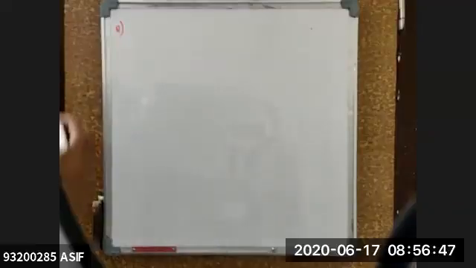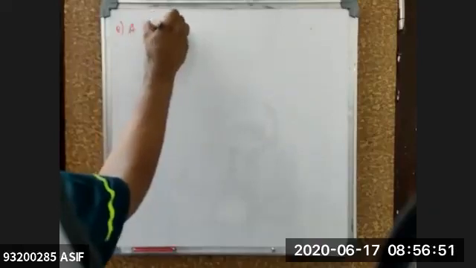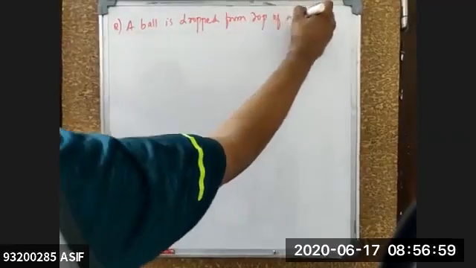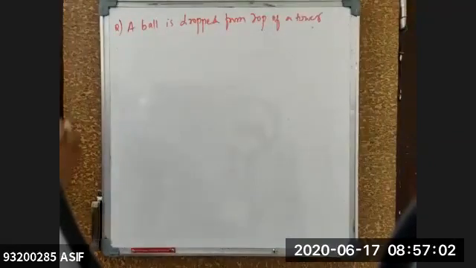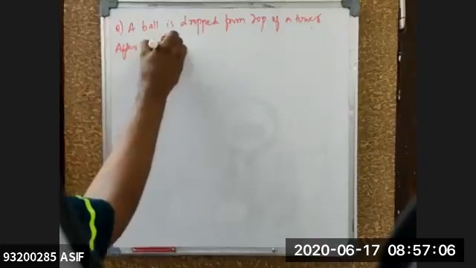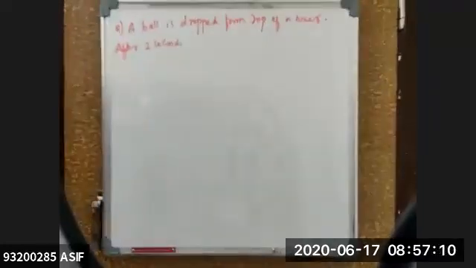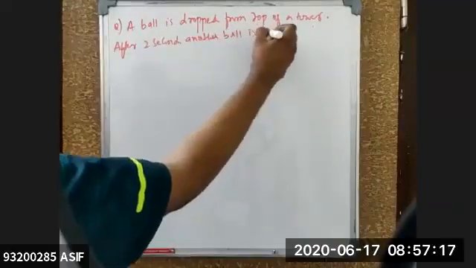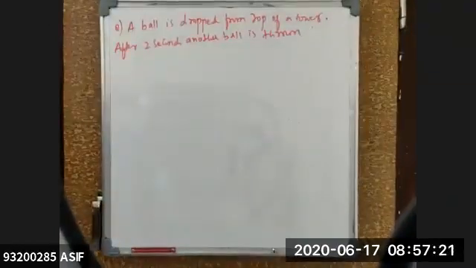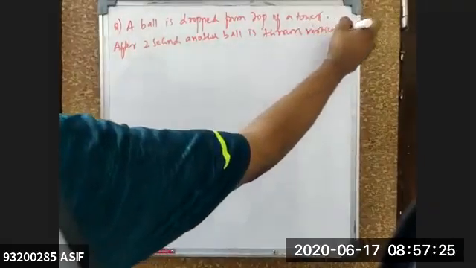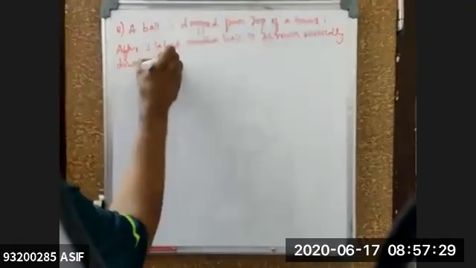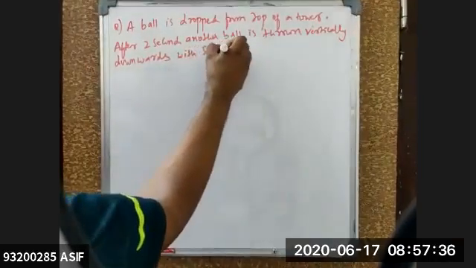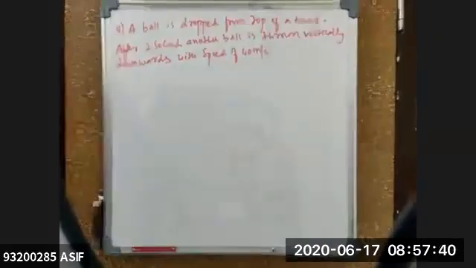Take some questions for homework, beta. A ball is dropped from the top of a tower. After 2 seconds, another ball is thrown vertically downwards with a speed of 40 meters per second.